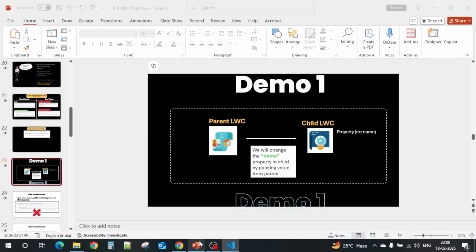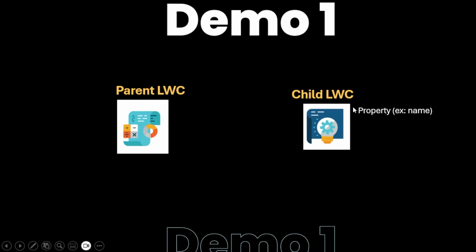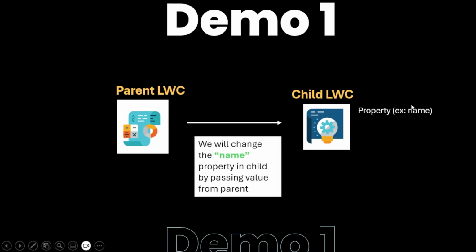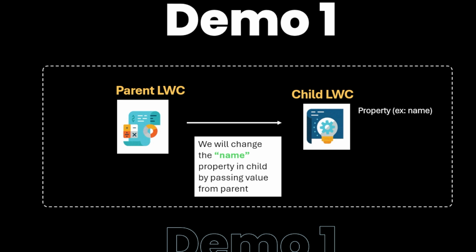Now let's go back to our demo. So now we have seen, let's revise it. We have a property called name, my name in our case, in the child component. We have passed a value from parent to this one, and the new value is visible on the page, right? So this is how we can use the API decorator to pass a value from parent to child. Okay, let's go to demo number 2.